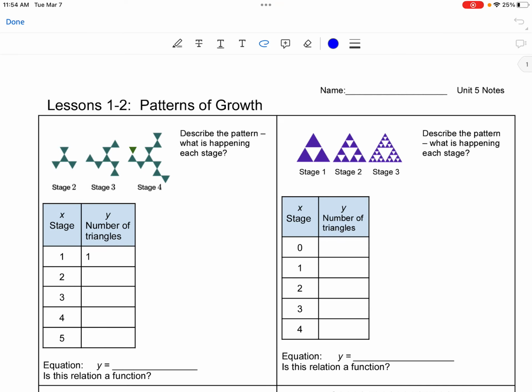Lessons 1 and 2, patterns of growth. So the first thing you're going to do here is look at these patterns growing, and you're going to fill out this chart.